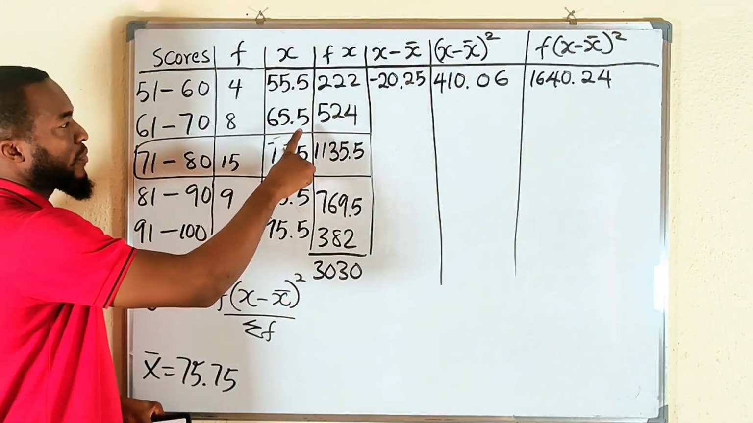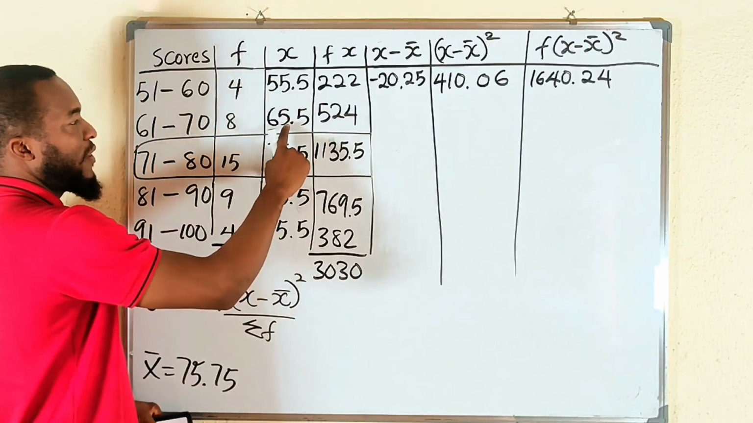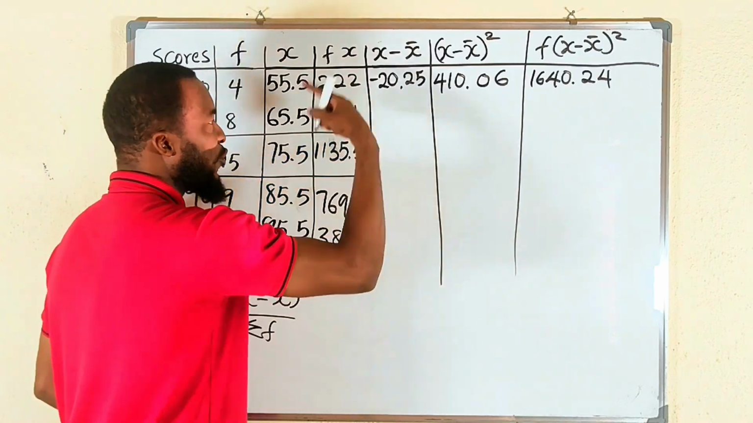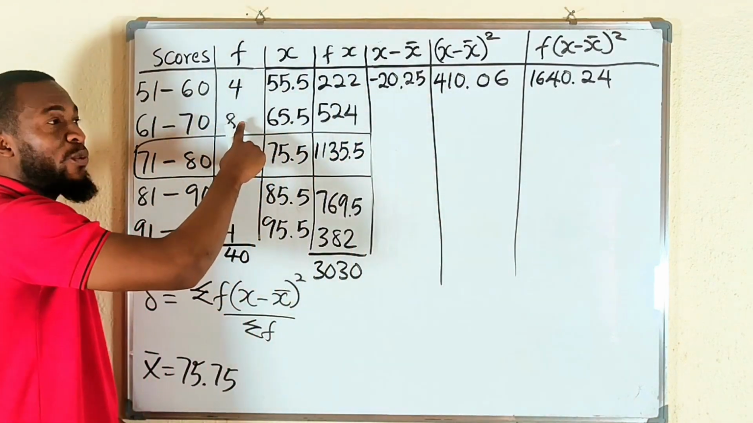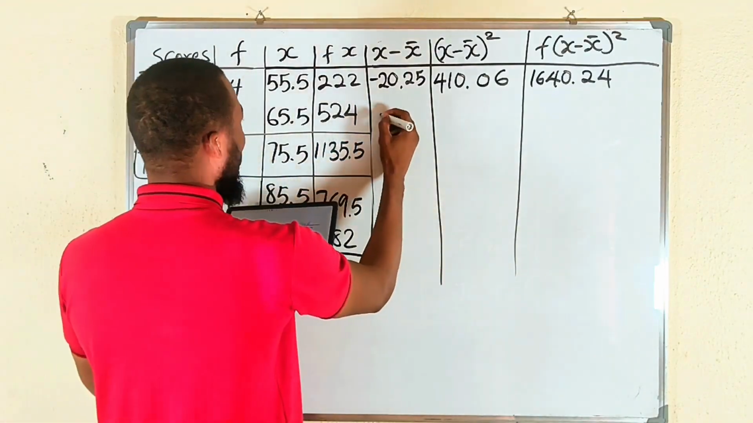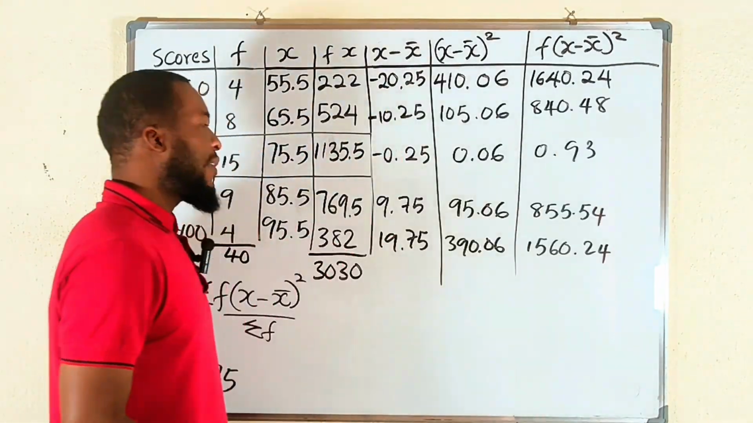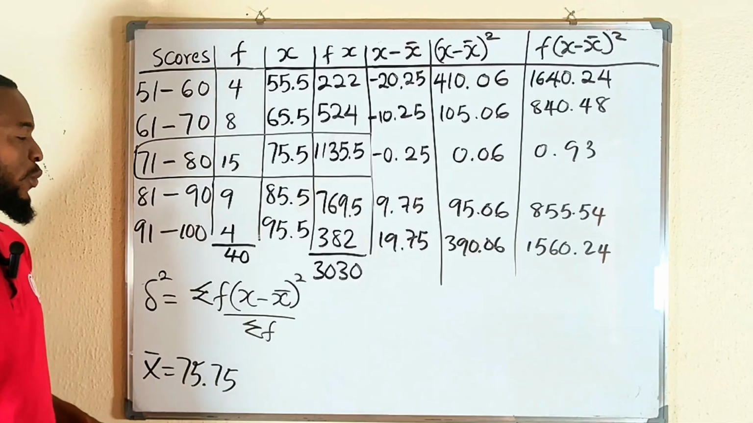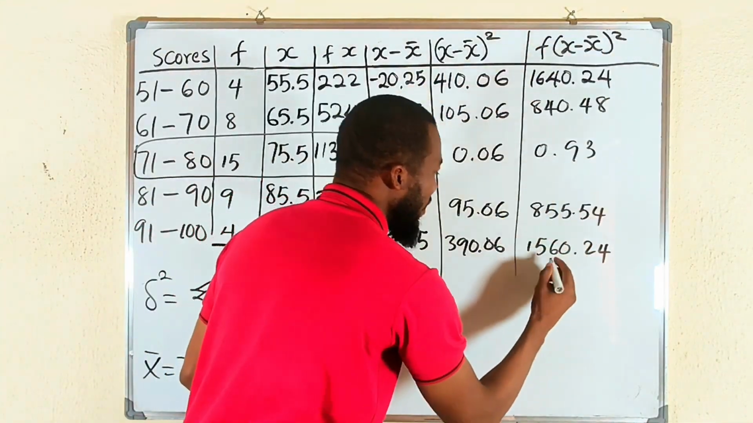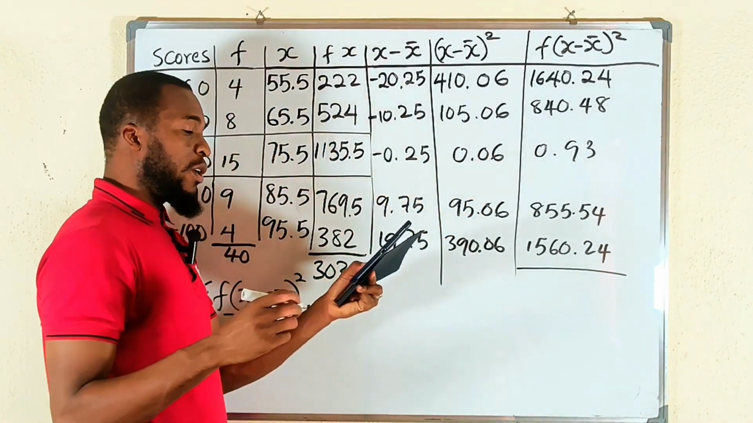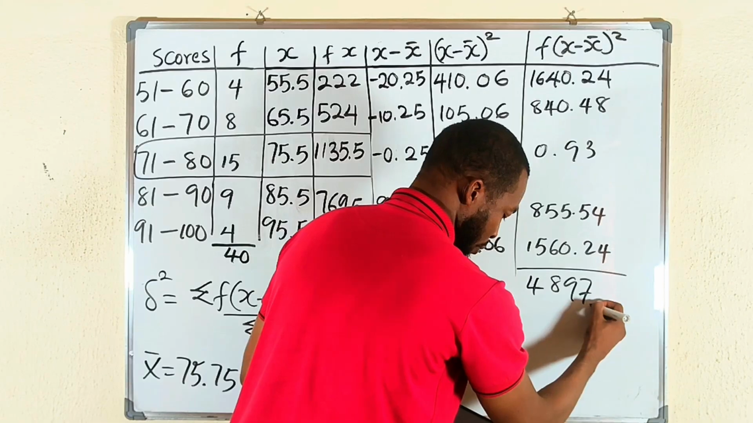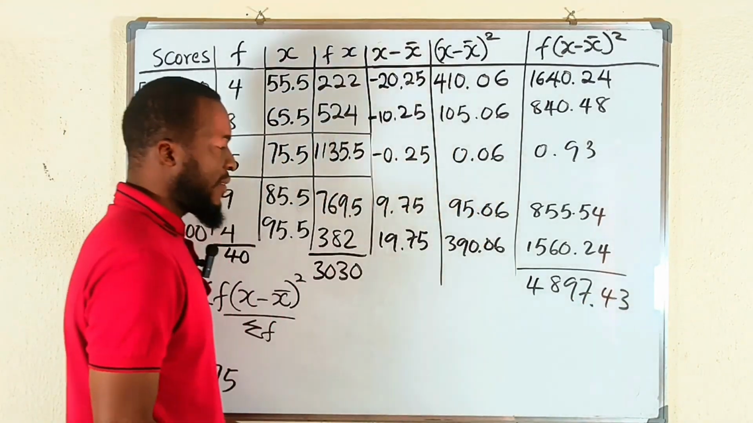Take the second one. This one, 65.5, you subtract this one. Whatever you get, you write it here. Square that, write it here. Take it and multiply by the frequency. Write it there. So let me just copy all of them for you, because I have them here. So I have filled the remaining numbers. So you can see that we have summation of this. So you're going to add all of this together. And if you add this, you're going to get 4,897.43 in 2 decimal places.